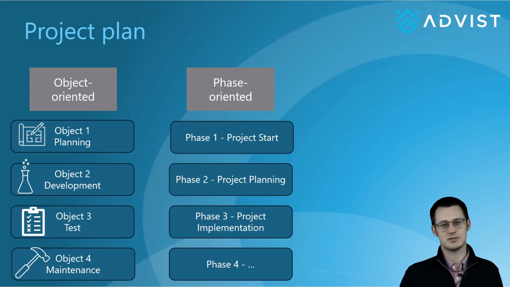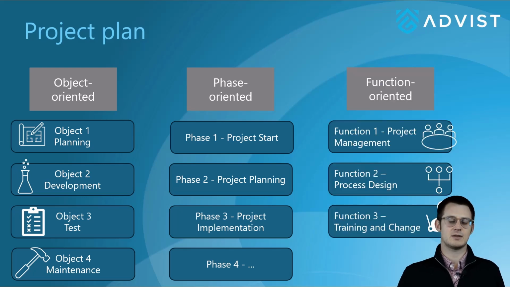A phase-oriented structure in project management structures a project based on the temporal and logical sequence of project phases. This method is based on the life cycle of a project and is one of the most common forms of structuring in classic project management, e.g. in the waterfall model. These phases could be, for example, the project start, project planning, project implementation, etc. We have already created a video that deals with the project phases.